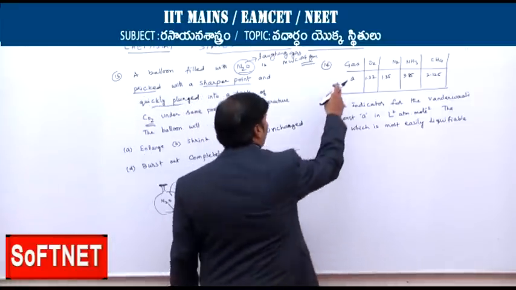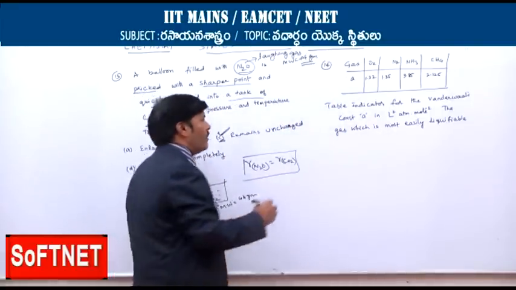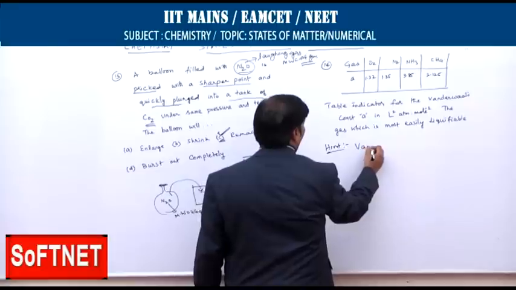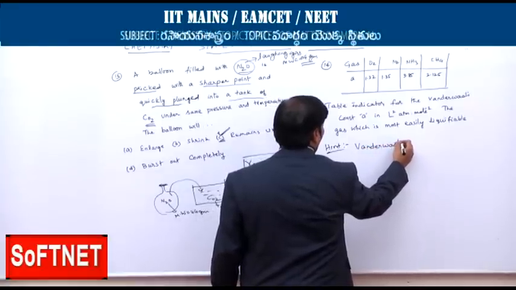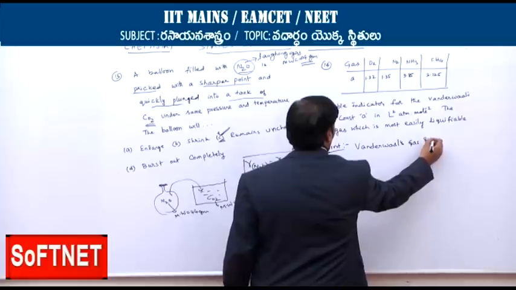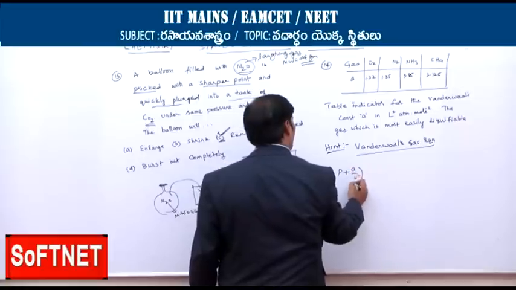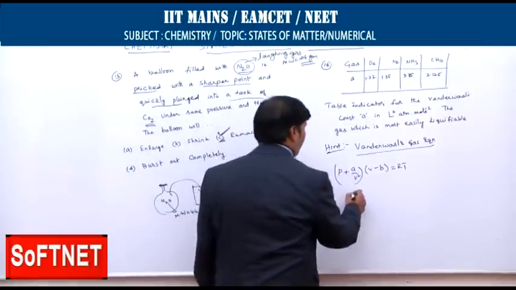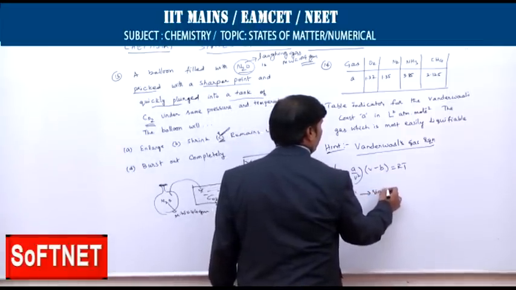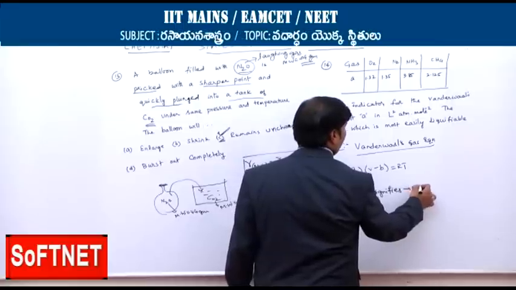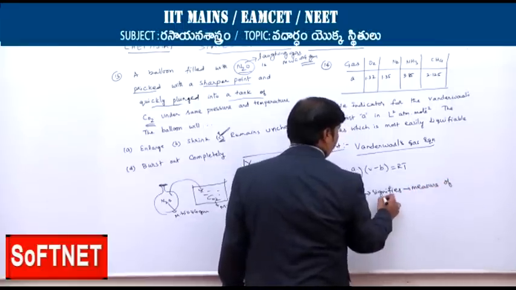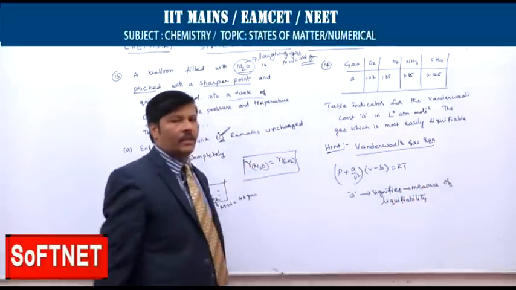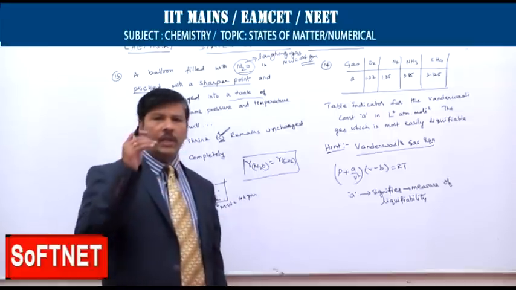In the 14th, what we have to understand here is that it is based on the Van der Waals gas equation. You know very well that the Van der Waals gas equation is P plus A by V square of V minus B is equal to RT, and we know the significance of A and B. A signifies the measure of the liquefiability of the gases.